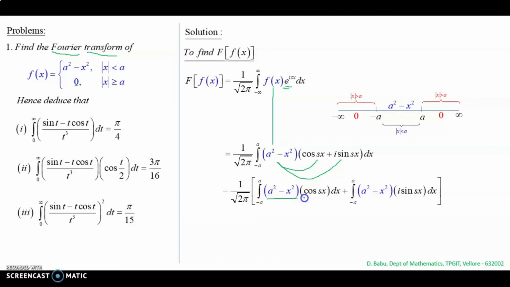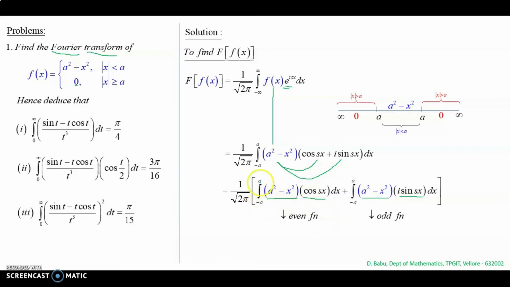Next, a square minus x square is an even function, and cos sx is also an even function. Therefore, even into even is an even function. But sine is an odd function, and odd into even is an odd function. Even into even is an even function, even into odd is an odd function, and odd into odd is an even function, like minus into minus is plus, plus into minus is minus.